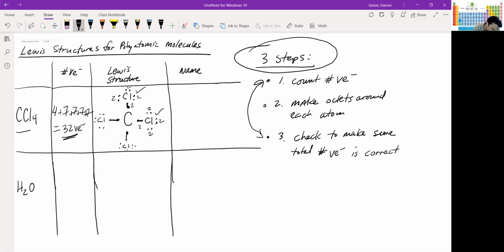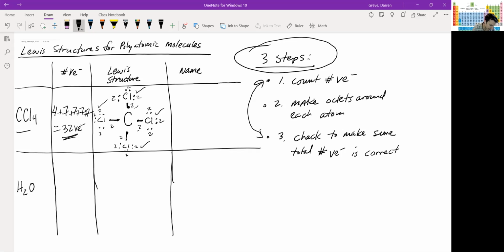This chlorine atom has 2, 4, 6, 8. So that chlorine atom has an octet. This chlorine atom has 2, 4, 6, 8. And so that as well. The chlorine atoms are energetically stable with their octets, and the carbon has 2, 4, 6, 8 with those 4 single bonds. So carbon has an octet as well. So all the atoms are good in terms of the octet.